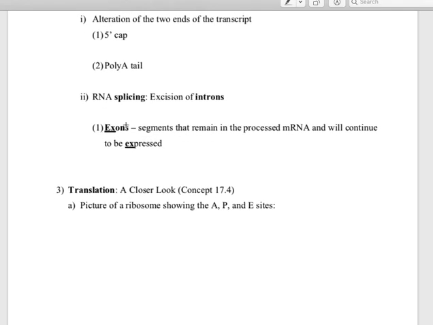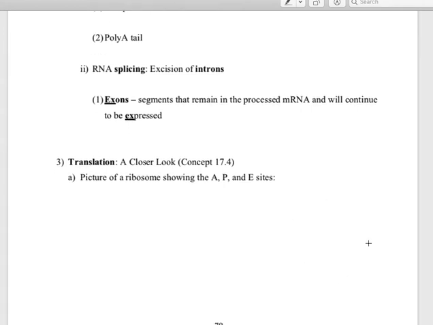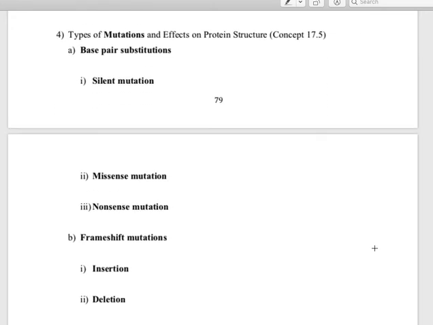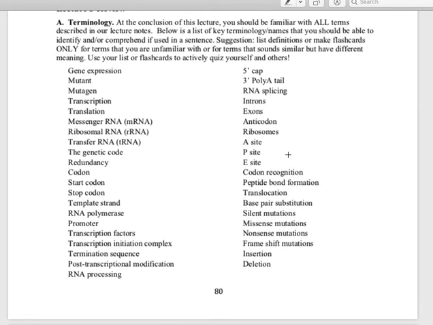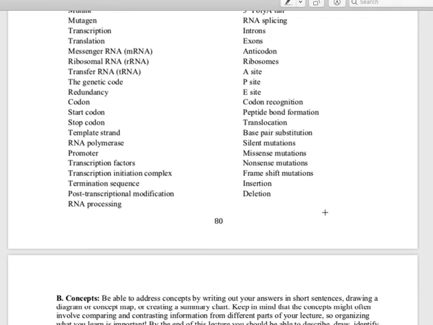We also talked about how the introns are cut out or spliced out. Excision means to cut out, and that's called RNA splicing. So the exons are the segments that are expressed and the ones that are kept and spliced together. So we're going to move on to translation in our next lecture. But after this one, make sure you go through the terms that related to transcription, ending with exons right here.